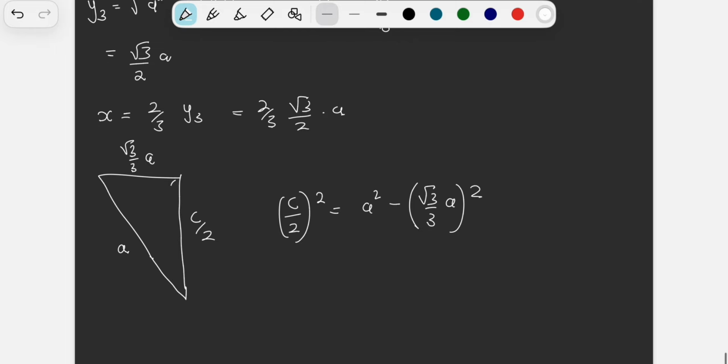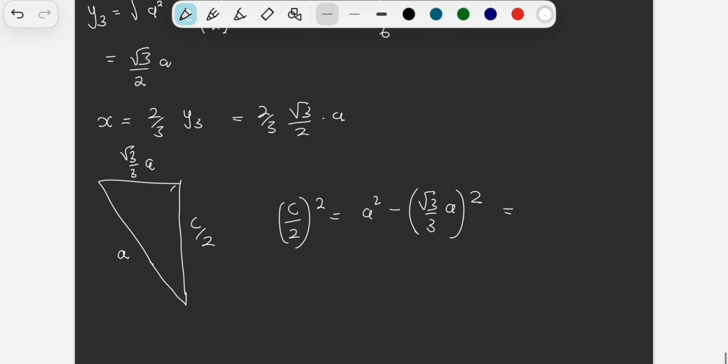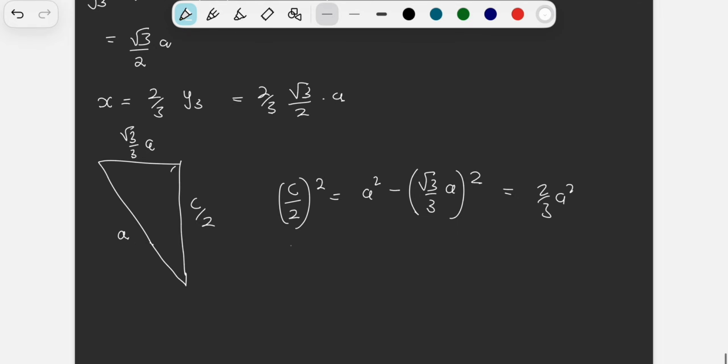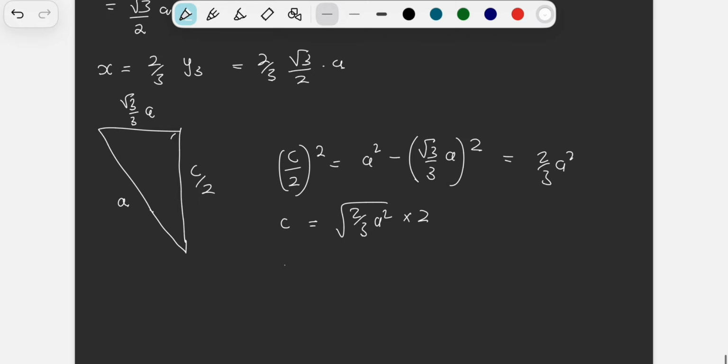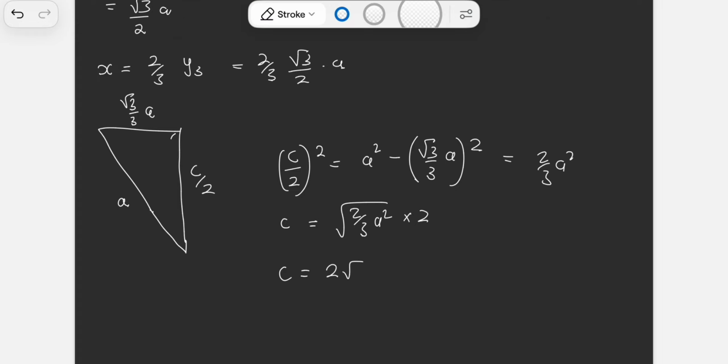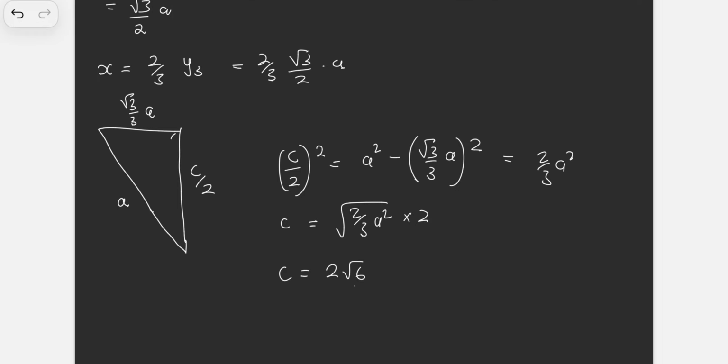Okay, so this is going to be just 2/3 a squared, and c is basically going to be the square root of 2/3 a squared times 2, effectively. So c, if you find that in the calculator, you're going to get 2 root 6 divided by 3 multiplied by a. So yeah, we're done. We found the value of c.